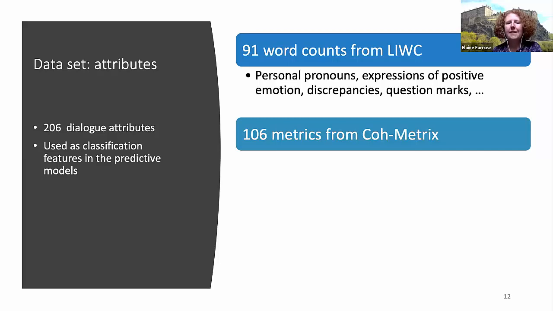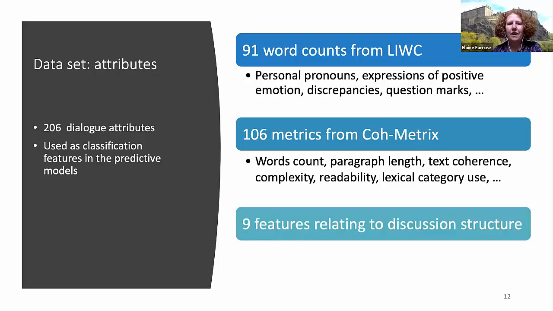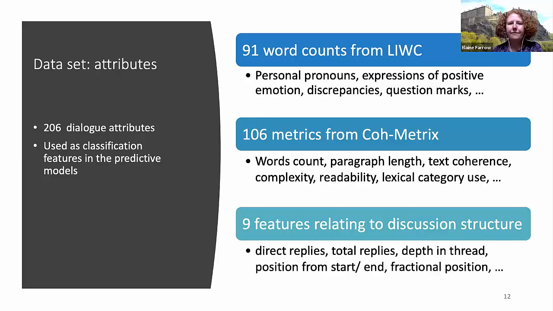We have 106 metrics from the Coh-Metrix tool, things again like word counts, paragraph length, text coherence and complexity scores, readability scores, and so on. And 9 features relating to the discussion structure. The number of direct replies to a message, the total number of replies, going right down the thread, so including replies to replies, the depth within the thread for each message, its position from the start and from the end of the discussion, and so on. So there are some examples in the slide, but all the details are in the paper.